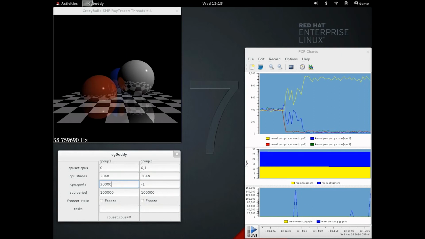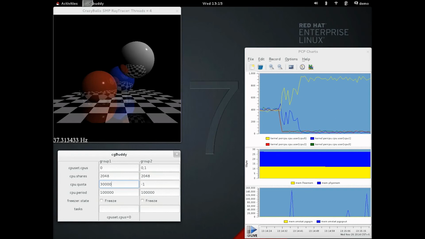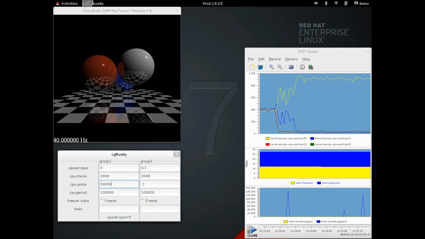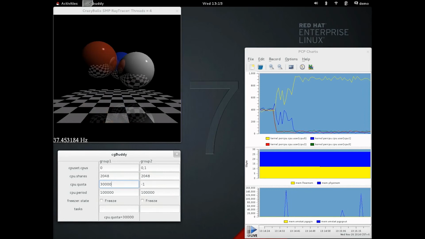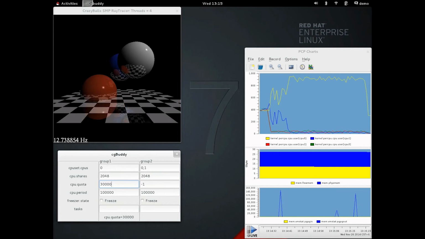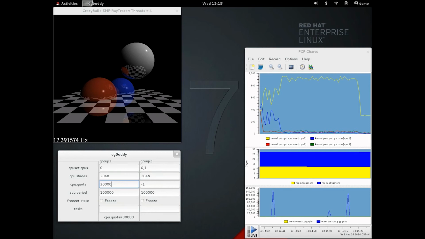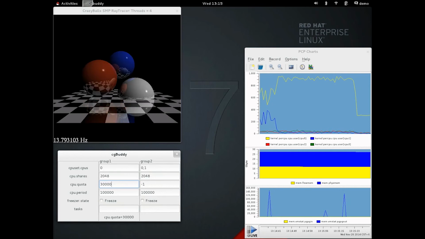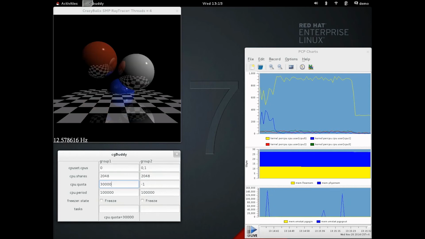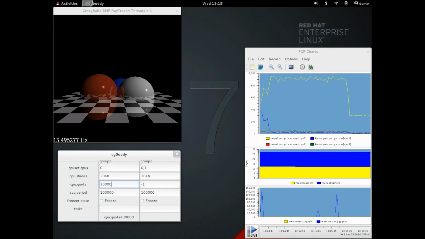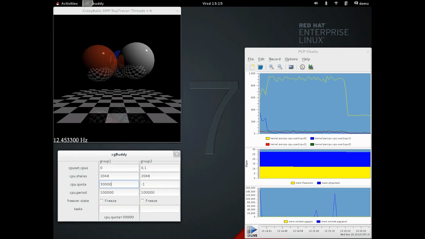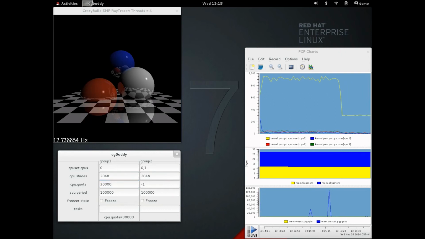Finally, we'll use cgroups to set a hard CPU quota on the ray tracer. By setting the CPU quota parameter to 30,000, this program will never consume more than 30% of CPU 0. Notice how the frame rate has dropped considerably and the Performance Copilot chart indicates the CPU activity. CPU quotas are useful in multi-tenant computing environments such as a platform as a service.